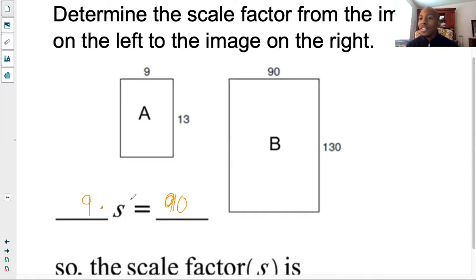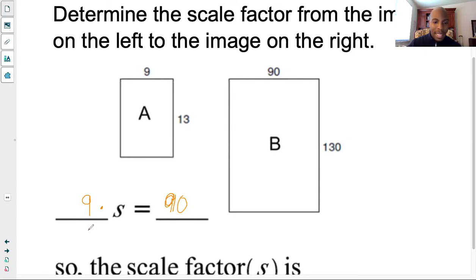I need to divide. Now, why am I dividing? We always want to solve for a letter or a variable by doing the inverse, by doing the opposite, right? We talked about inverse being opposite. This is multiplication. The opposite of multiplication is division. So if this is multiplying by 9, I'm going to divide both sides by 9.